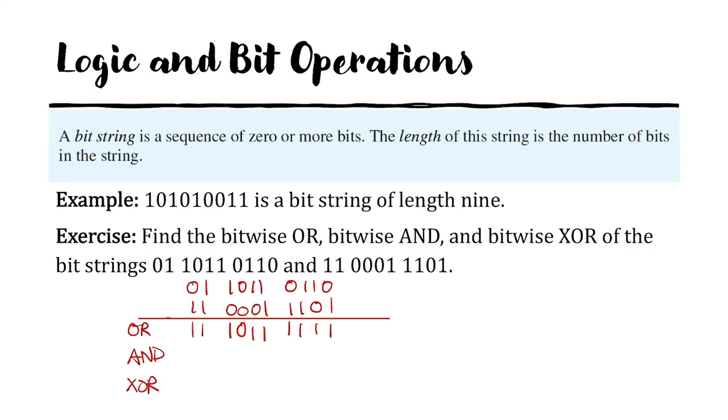Now for AND, if you see any 0, then the result bit will be 0. And you will only get 1 if both of the bits are 1. So you have 1 0, it will be 0. 1 0, it will be 0. 1 1 will be 1. 0 1 will be 0. 1 1 will be 1. 1 0 will be 0. 0 0 will be 0. 1 0 will be 0. 1 1, that will give you 1, and 0 1 will be 0.